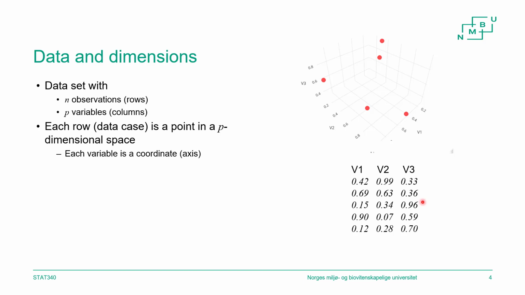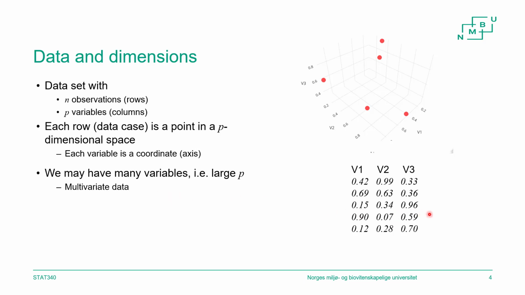But it's there. We see the data points, the values, the coordinates for each row here. So many variables means a large p, and that's what we call multivariate data. And that's what we will deal with more or less in this course.